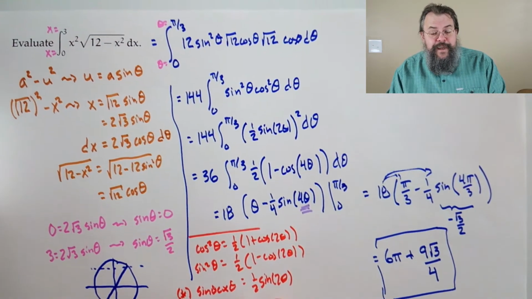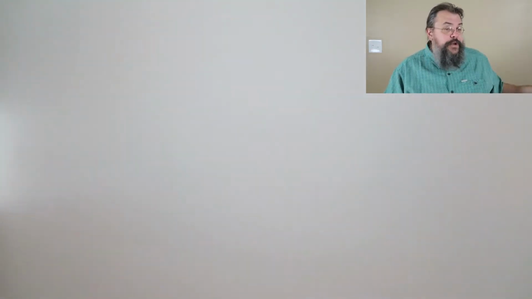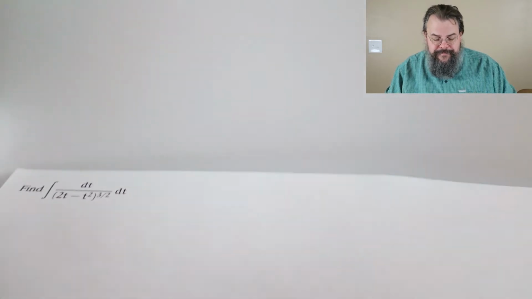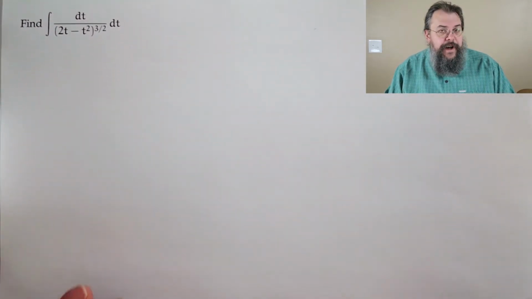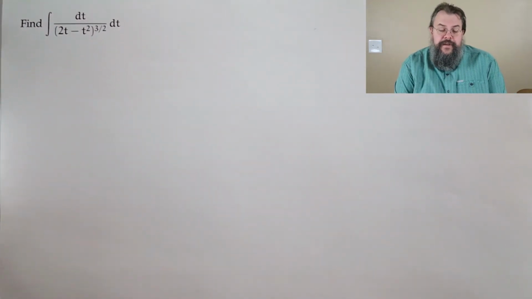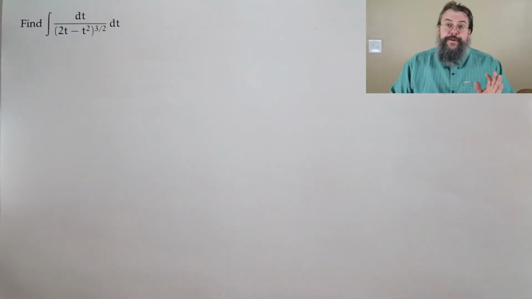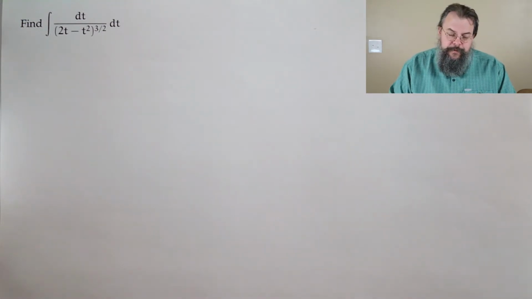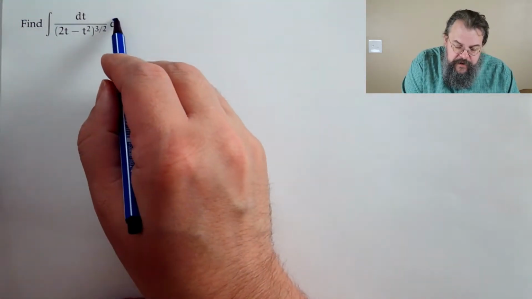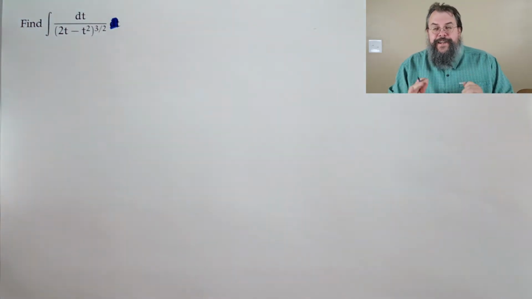Well, let's keep going. Lots of beautiful problems still to go, right? Of course. Our next problem. Find the integral of dt divided by (2t minus t squared) to the power 3/2. Okay, first off, we got a little bit too excited with our dt's, so we'll fix that in post-production. We only need one dt. All right, there we go.